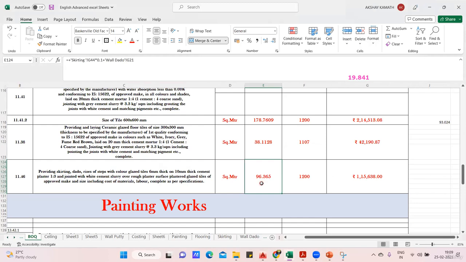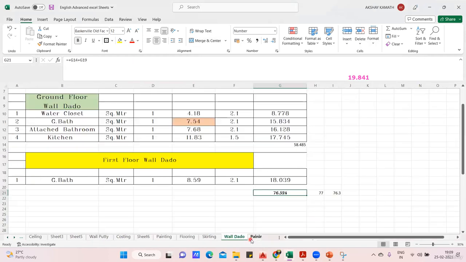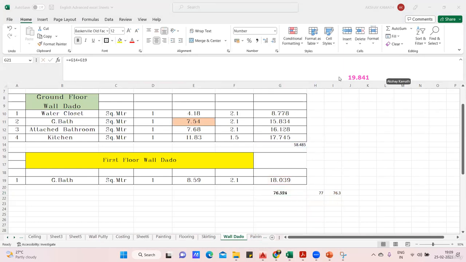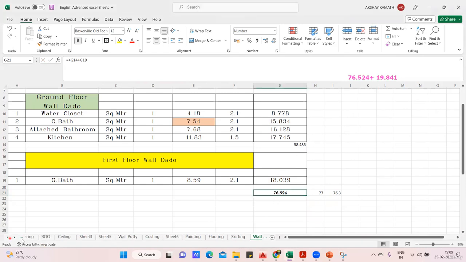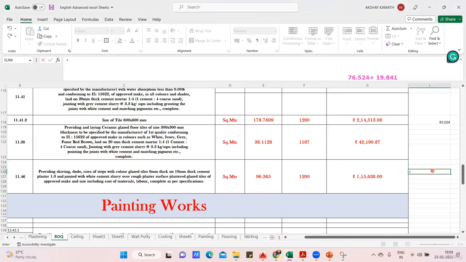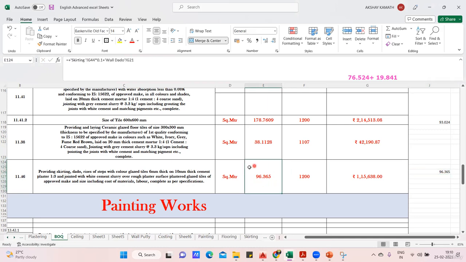So in BOQ, how much was your wall dado? Wall dado was almost 76. No, that also I'll write down. 76.524 was your wall dado, and 19.841 is your skirting. Okay, so this thing I'll put in BOQ. Let me go back to BOQ. And here 96, how did you get? You just do this calculation. 76.524 plus 19.841. Yeah, 96.365. Same thing I got here. Understood, no? This is how you're supposed to do.